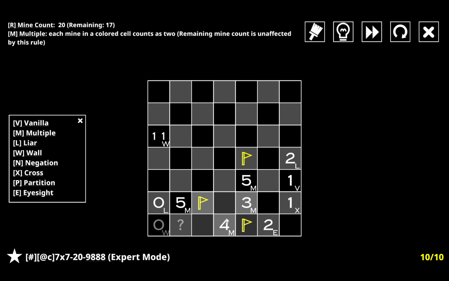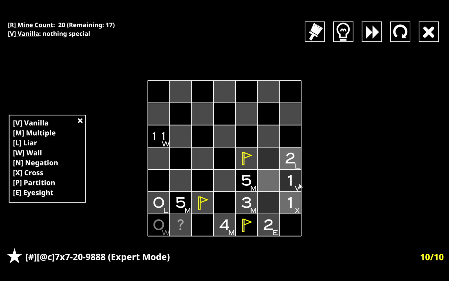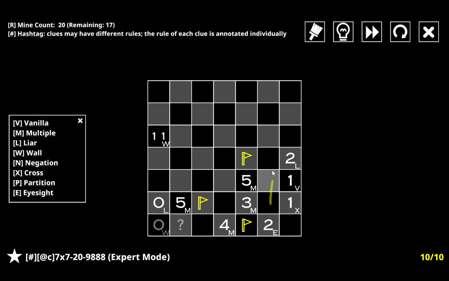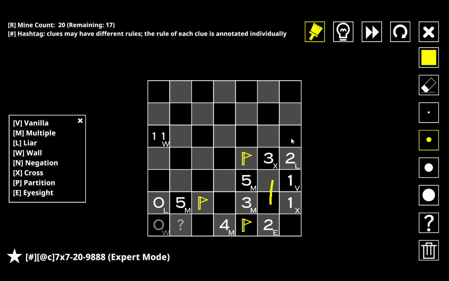Okay. And let's show another multiple. I guess the next thing we can consider here is that we know from this 2 eyesight clue that one of these 2 will be a mine, right? If neither of them are, then it'll be 3 or more. So that tells us for this vanilla clue, this one is not a mine. There we are. Now, I guess we can consider each of these cases separately.